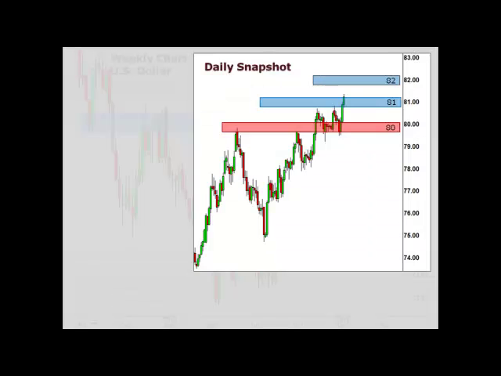Let's take a look at a daily snapshot. Well, with a 1.5 move higher last week, we see the index now sitting at 81. Any negative headline this week could push the dollar index into this 82 focal zone this week.